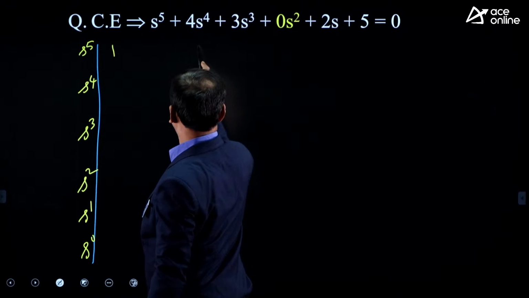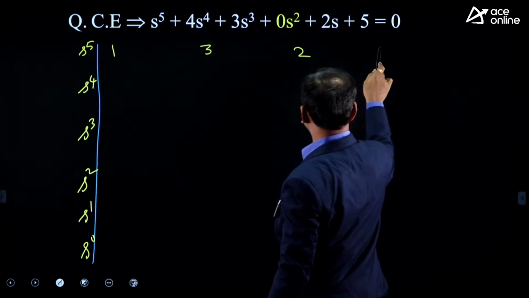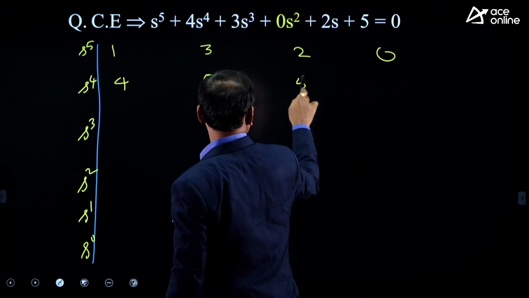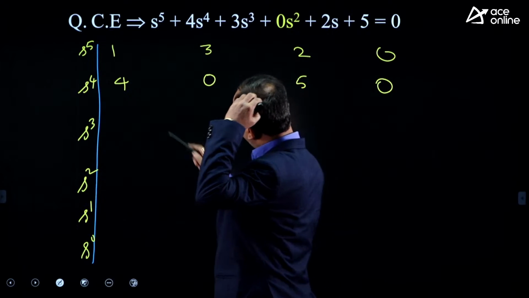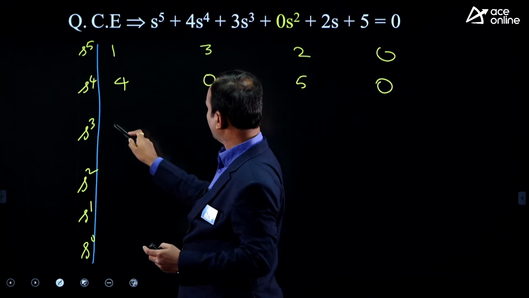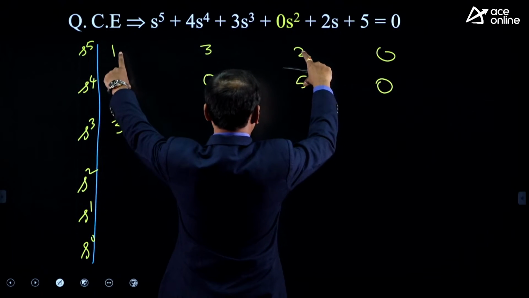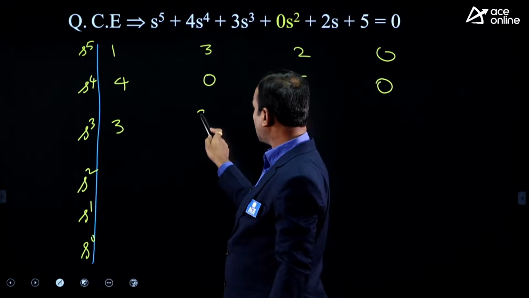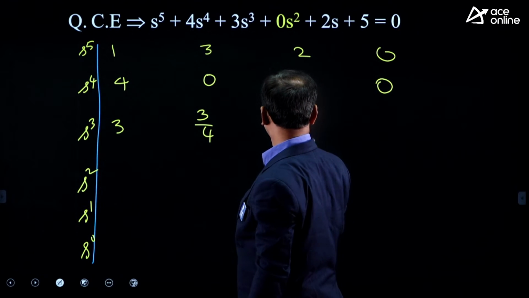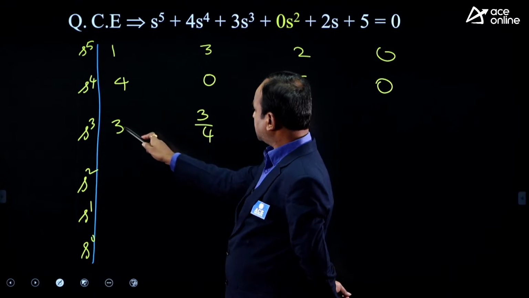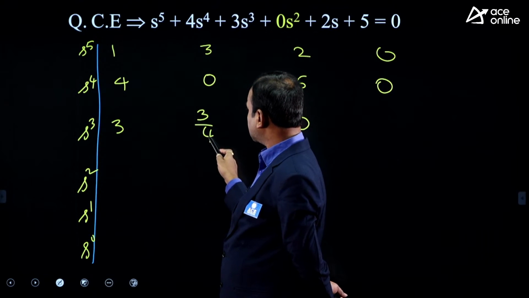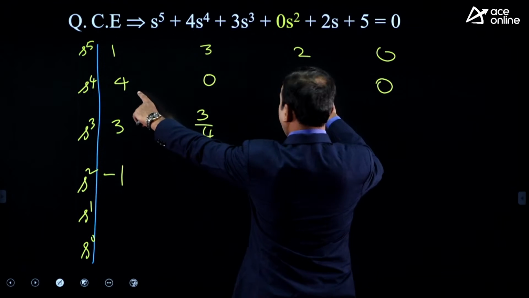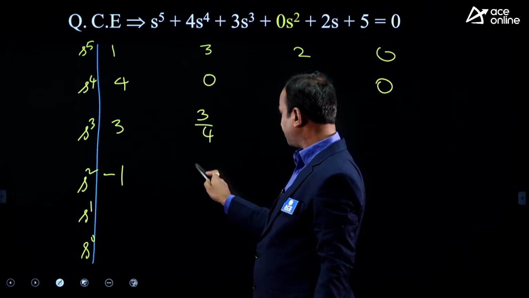Now coefficients 1, 3, 2, 0. Alternate elements 4, 0, 5, 0. Out of the 4 elements, this element is 0, so the next element would be the one above 0. Again, 4 times 3 is 12, minus 5... hmm, 4 product of 2, 8 minus 5, 3, 3 upon 4, 3 by 4. So these two are 0, so this element is 0. Next 0 minus 4, 4 cancel, so minus 3 by 3, so you will get minus 1.